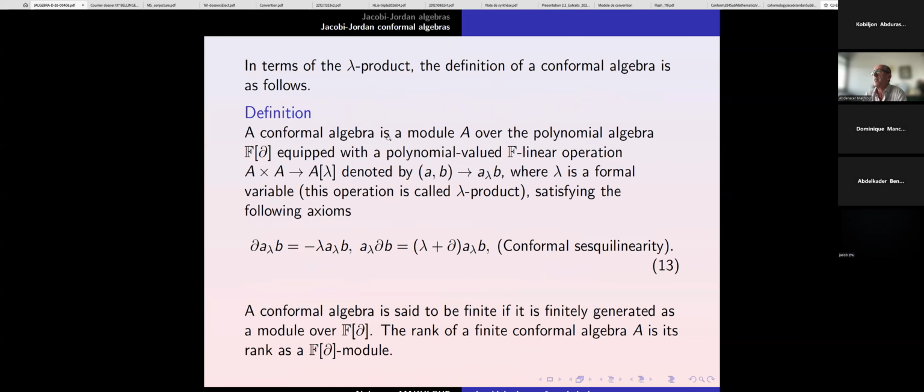Then in terms of the lambda product I mentioned before with these sums, one can define a conformal algebra as a module A over this polynomial algebra F[partial D], equipped with this lambda product from A times A into A[lambda], such that this condition is satisfied, which we call the conformal sesquilinearity condition. Then D A lambda B is minus lambda A lambda B, and A lambda DB is lambda plus D A lambda B. And we say that this conformal algebra is finite if it is finitely generated as a module over this F[partial D]. And the rank of this finite conformal algebra is the rank of the module.